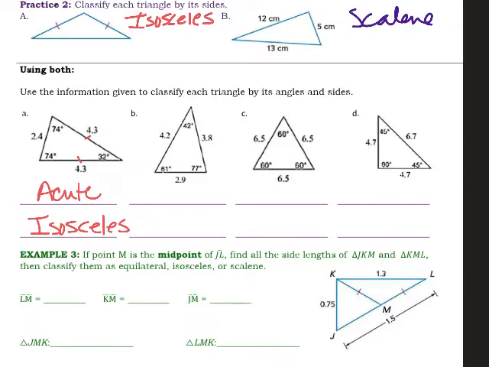All right, look at the next one. Based on the angles, what type of triangle? Another acute. All right, how many sides are equal? 0.